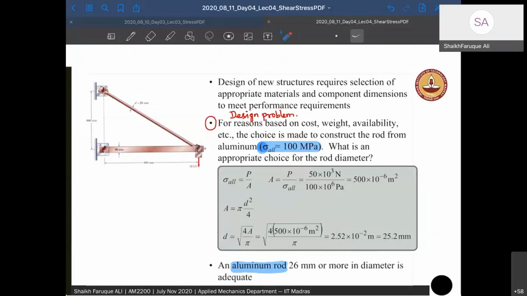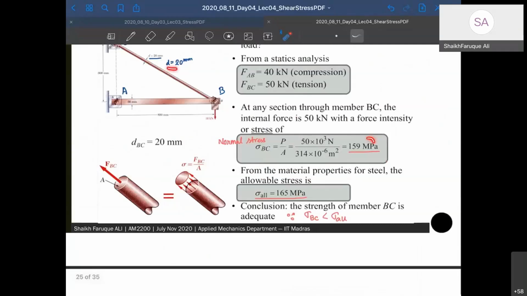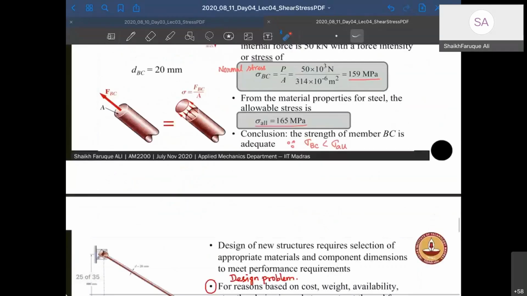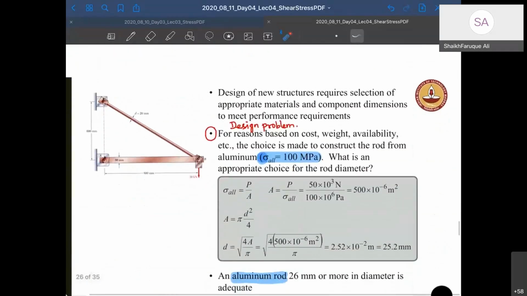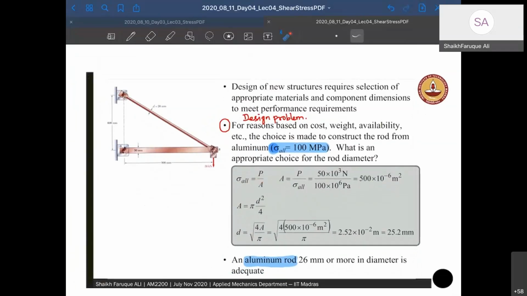Now, since the allowable stress has reduced, and we know that the stress in the member with a diameter of 20 mm is 159, I cannot use 20 mm because in that case 159 is higher than 100. So I have to use some other variable. Sigma allowable should be P by area, so area is P divided by sigma allowable. I don't know the area because I'm now finding the diameter. My 20 mm diameter is no longer safe. The area comes out to be this if you divide it. If it's a circular rod, the area is pi d squared by 4, and therefore d you can find out. So d comes out to be 25.2.